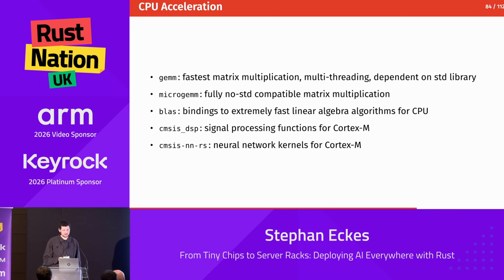And in general, for CPU acceleration, you can use GEM. GEM is a great framework from this homomorphic encryption startup from Paris that I told you about. It's the fastest matrix multiplication by far. I mean, it can compete with all the public C++ frameworks. MicroGEM is nice for microcontrollers. You have BLAS bindings in Rust if you want to do specific linear algebra algorithms on CPU. CMSIS bindings are there as well if you want to run on Cortex-M, for example, and speed things up.